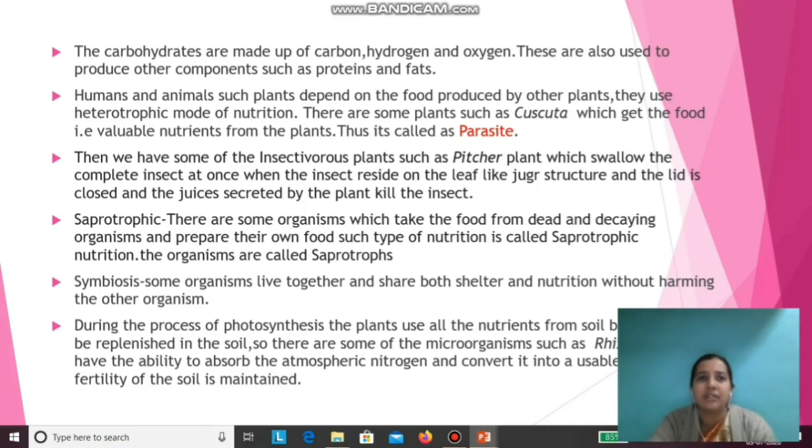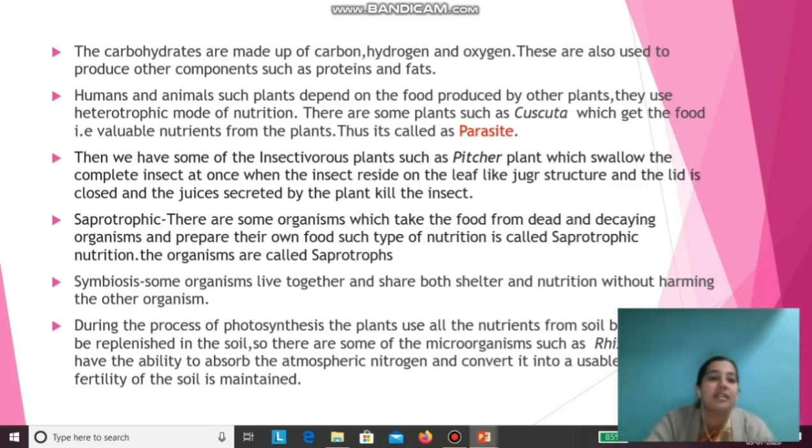But when we depend on them, we are not harming them. But there are some plants which also depend on other plants for their food. But when they take all the nutrition and kill that particular plant, such kind of plants are called parasites. What are they called? Parasite. Parasite means you have an organism, you go and absorb the nutrition from it and kill it.